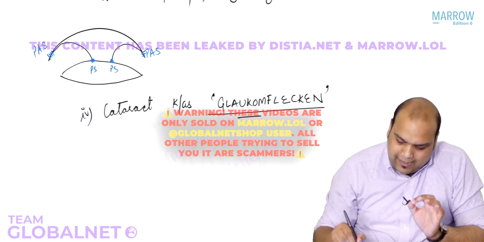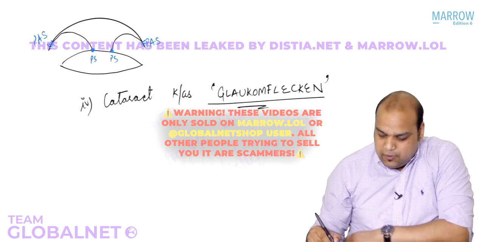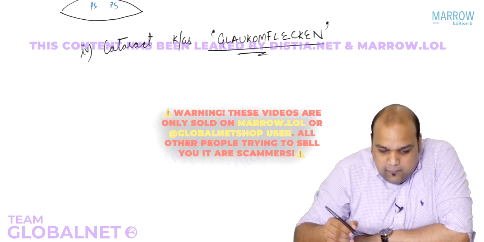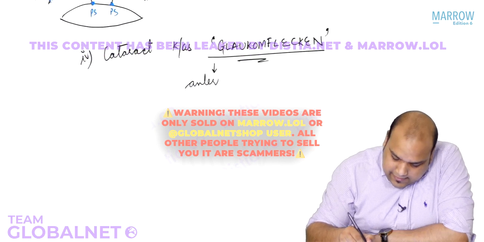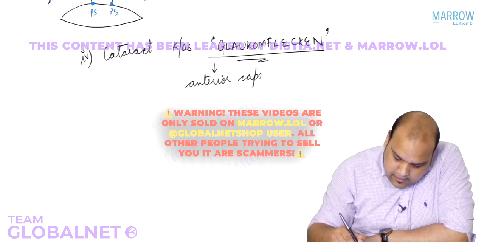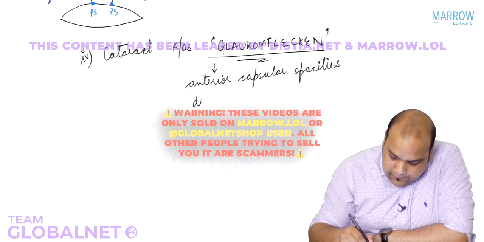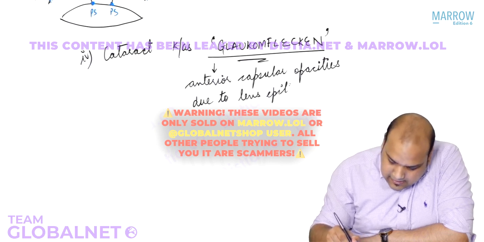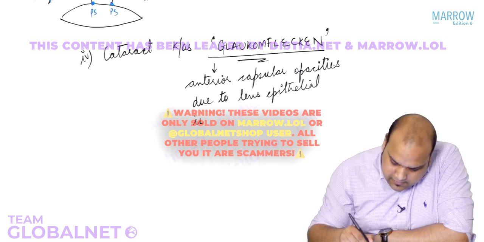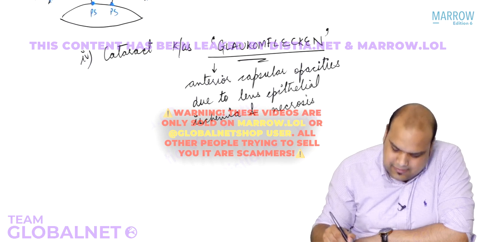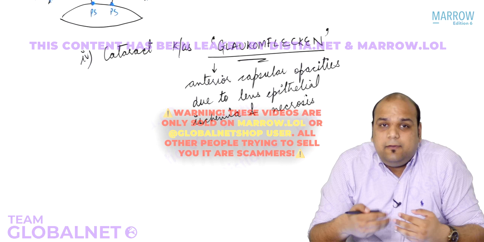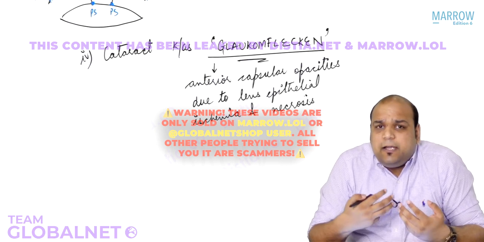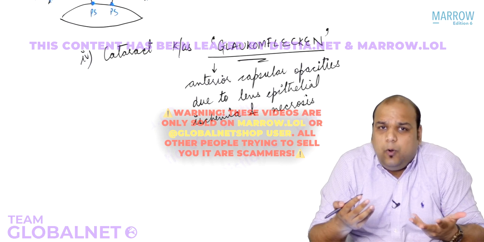Glaucoma flecken. Fleck-shaped deposits in a case of glaucoma, cataract, glaucoma flecken. They are anterior capsular opacities which form due to lens epithelial ischemia and necrosis. Okay, everybody? So because the lens is also getting involved, there is epithelial ischemia or necrosis leading to the formation of opacities known as cataract, glaucoma flecken.